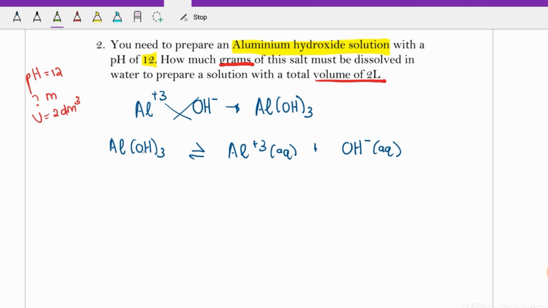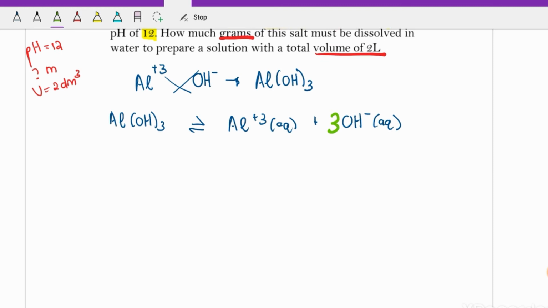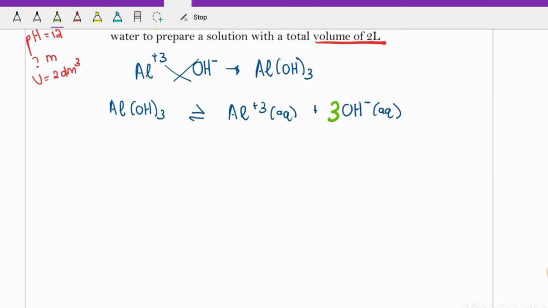Then I have 3 oxygens and 3 hydrogens. On this side I only have 1 of each, so I'm just going to put a 3 there to make sure that my reaction equation is balanced. So if we look at the molar ratios, it's 1 to 1 to 3. So where do we start?